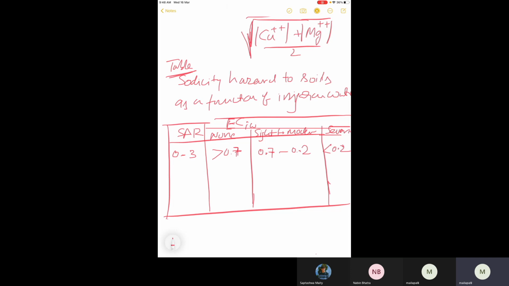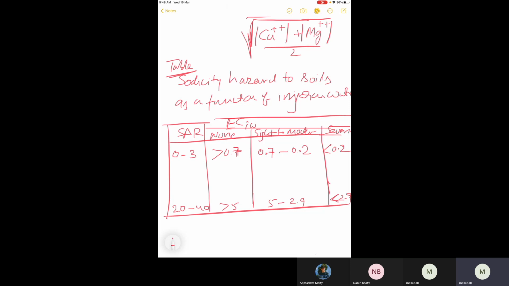Similarly, there is a table. It will go like 12 to 40, and if the irrigation water is more than 5, and this is 5 to 2.9, and less than 2.9. So you need two values: one is the SAR value and the other is the ECIW value. Then you can understand whether applying this particular irrigation is good for the plants or not. If it is not good, then you need to go for some kind of management. So that is the idea here.